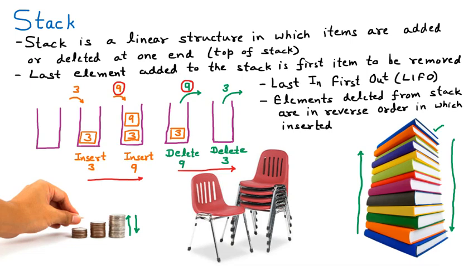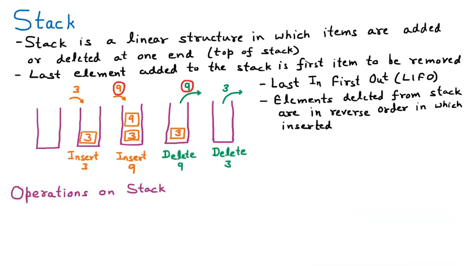Similarly, talking about chairs, while you are putting the chairs, they will go one after another. But while you have to take some chair, you will take the top chair and go towards the bottom. The people who put assignments on the faculty's table put them one after another, but when the faculty come to check the assignments, they check the top assignment. That is also an example of stack. So coins placed in sequence, chairs in sequence, or books in sequence are all examples of the stack.